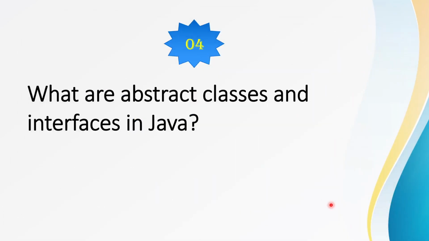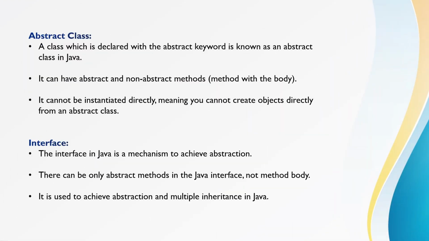What are abstract classes and interfaces in Java? Abstract class: a class which is declared with the abstract keyword is known as an abstract class in Java. It can have abstract and non-abstract methods, that is, methods with a body or concrete methods. It cannot be instantiated directly, meaning you cannot create objects directly from the abstract class.